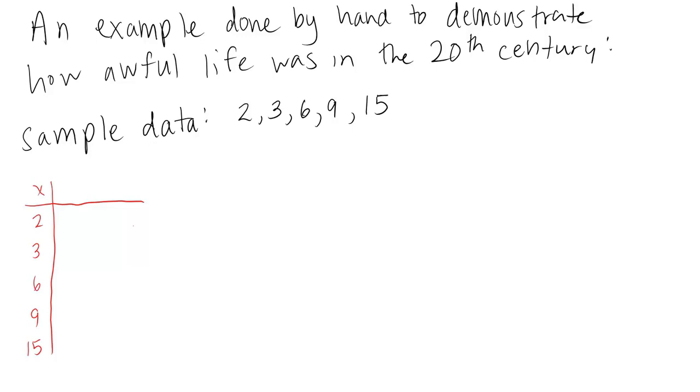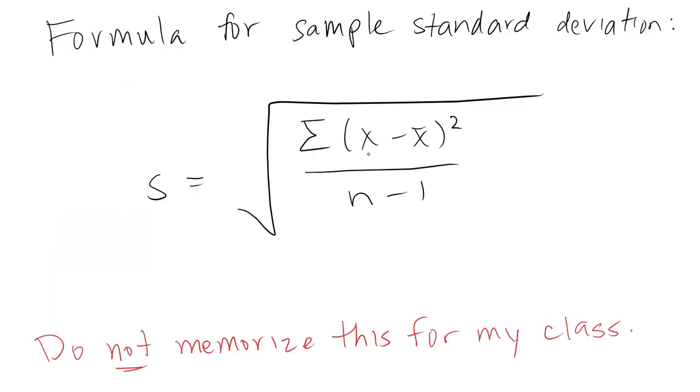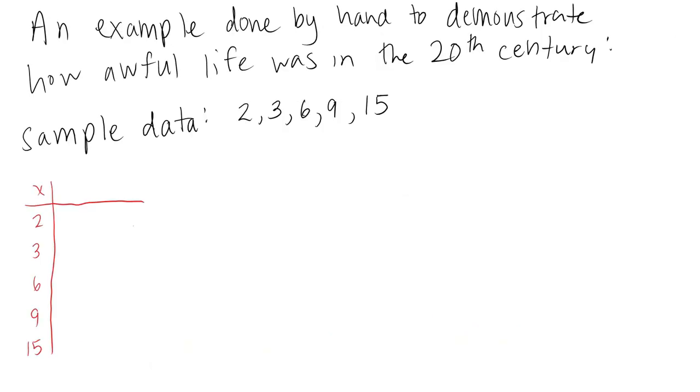And now let me jump back to the formula. The first thing we want to do is this step inside the parentheses where we take each value of the variable and subtract the sample mean. Well, before we can do that, we have to find the sample mean. So off to the side, let me do that.